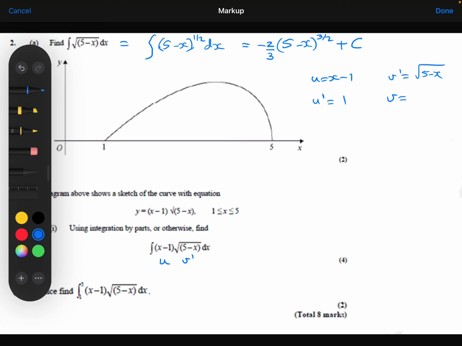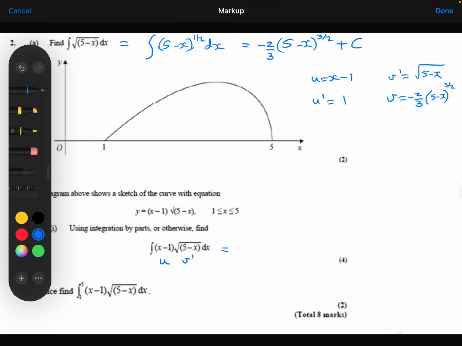For v, integrating the square root of 5 minus x, we did that in part A. So I'll just take my answer from part A, which is the minus 2/3 times 5 minus x to the power 3 over 2. I don't need to include the plus c here because I'll get a plus c at the end of this question.